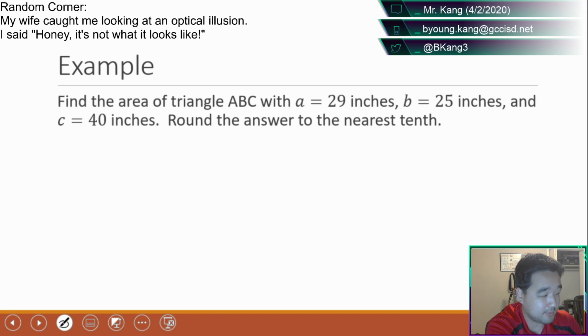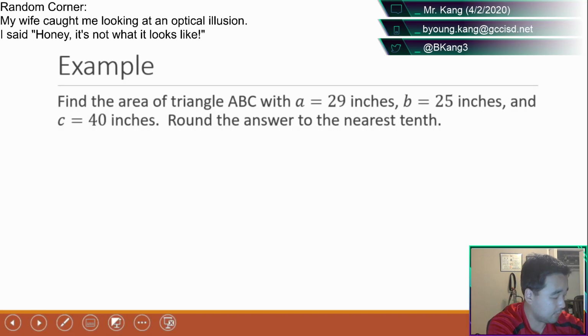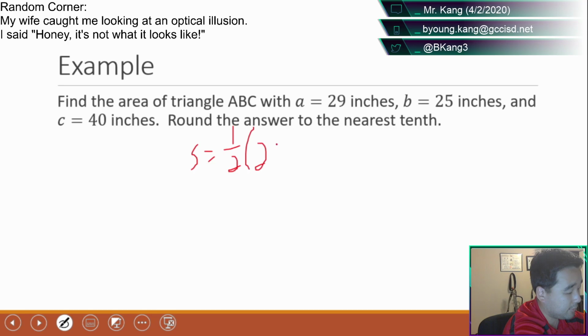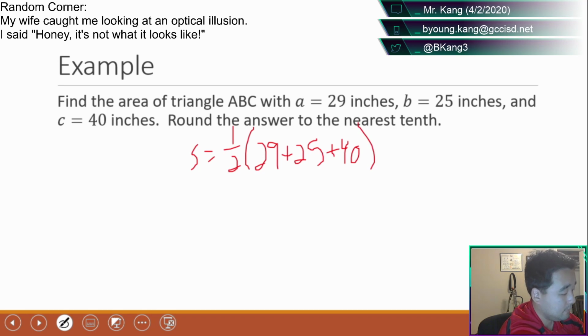You have your 3 side measures. Oh, sorry. Yeah, we're done. So step 1, find the semi-perimeter, which is a half of your perimeter. And so that adds up to what? 54 plus 40 is 94, so 47.